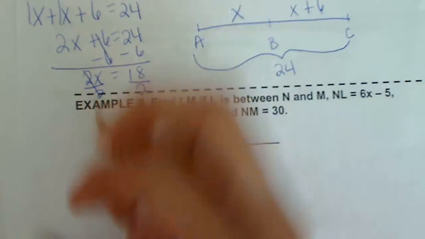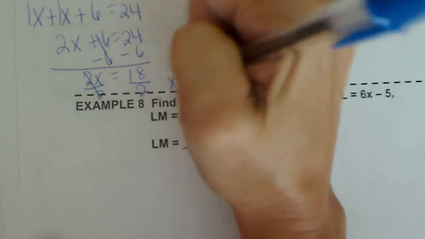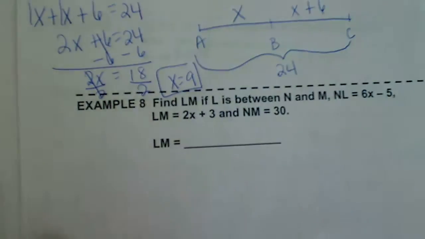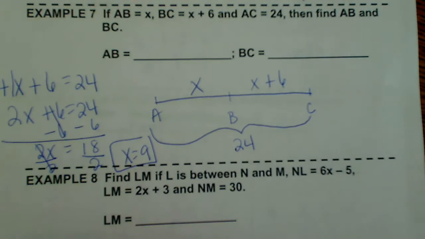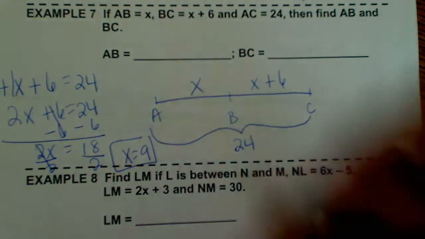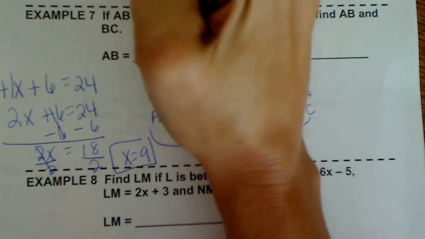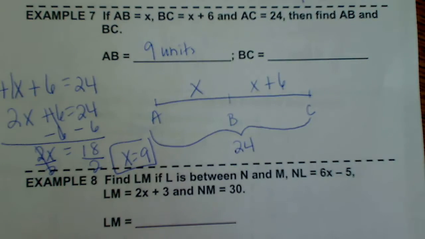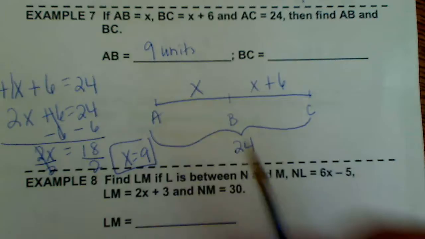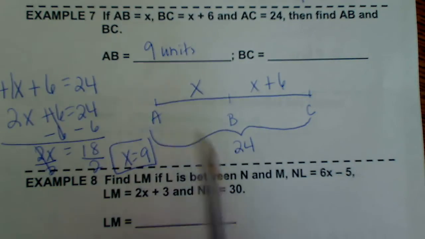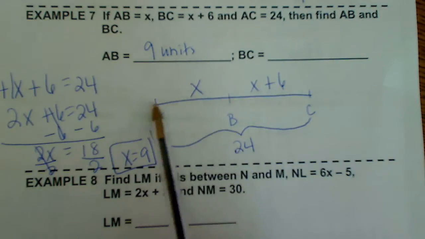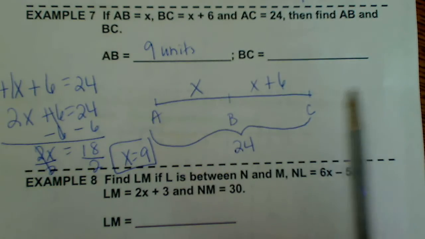Okay, opposite of multiplication is division, so x is equal to 9. What is it asking for, though? Okay, it's asking for A to B, which we should know, right? So it's 9 units. The unit behind it can be centimeters or inches. We don't know because they don't tell us exactly here. But if it was inches, it would be 9 inches from here to here.